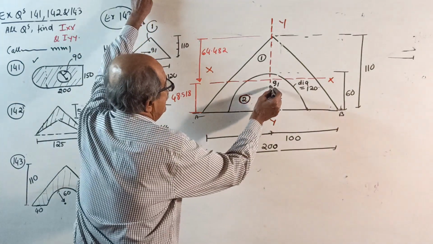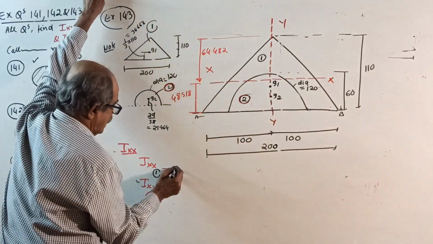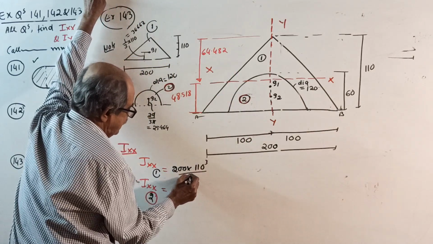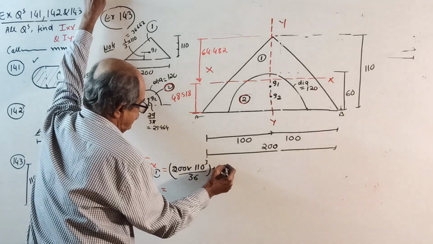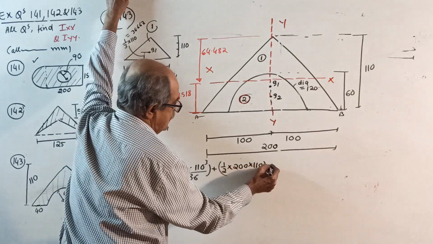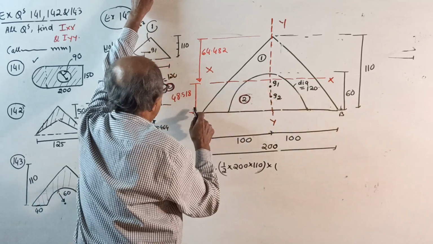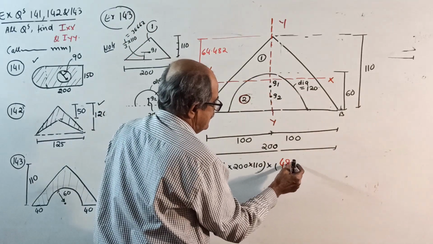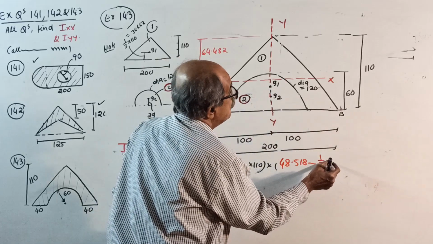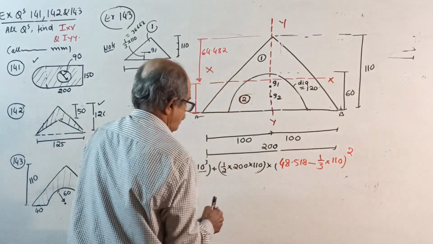Start. 1. I about its own center of the axis. It's an isosceles triangle parallel to base. 200 into height is 110 cube by 36. This is 36 only. Plus half into 200 into 110 is the area into G1 to XX. See, this distance square is 48.518 minus from here to G1 is 1/3 of 110 whole square. 1/3. Okay. 110 whole square.